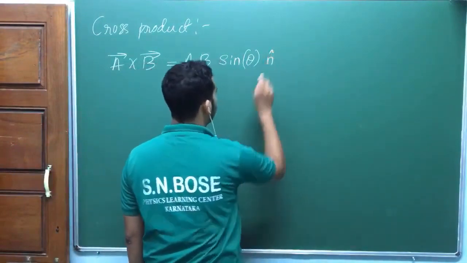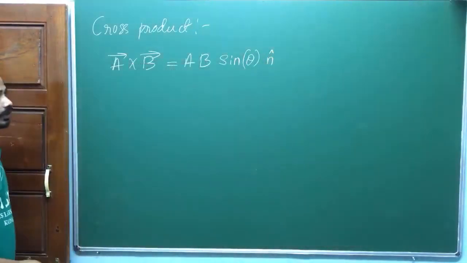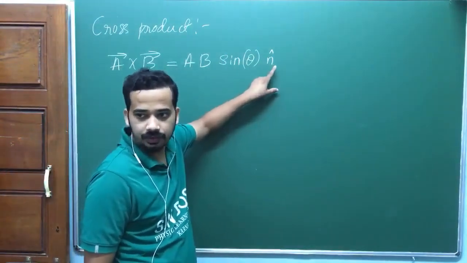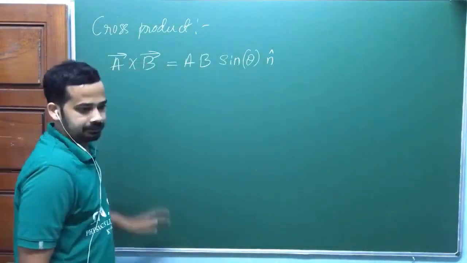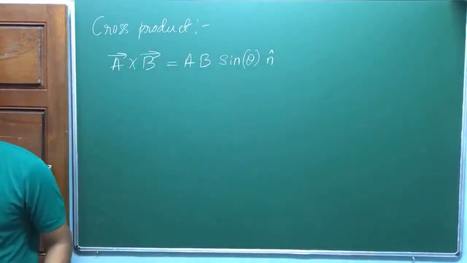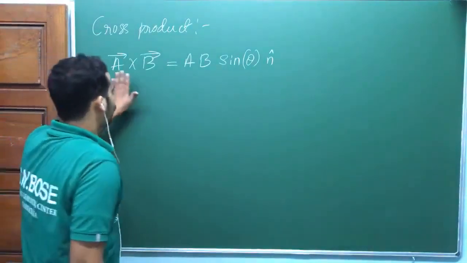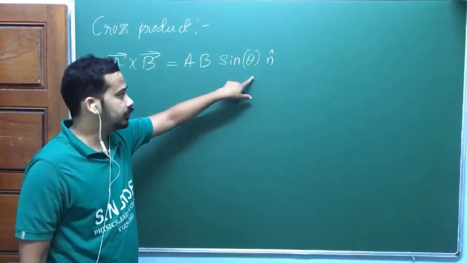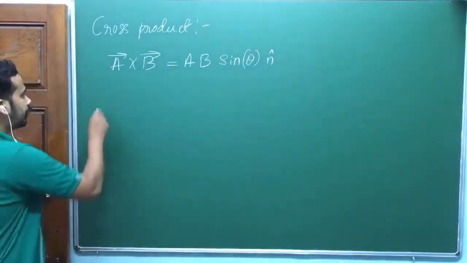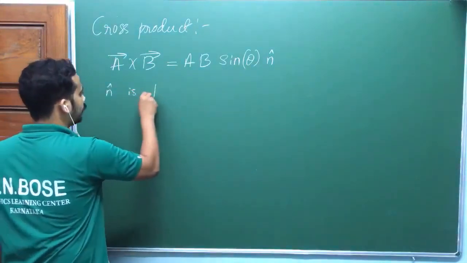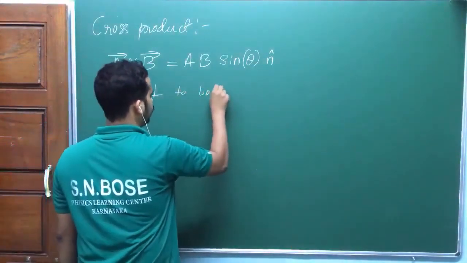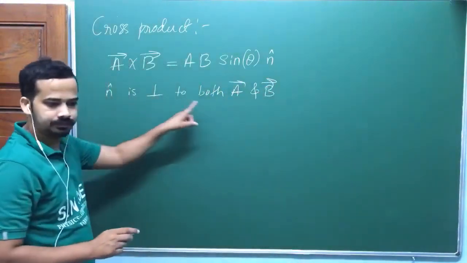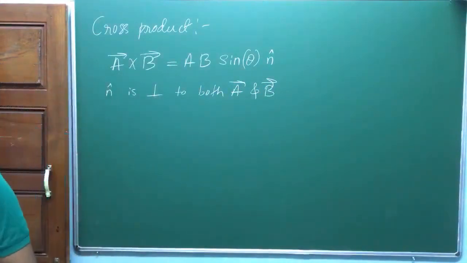We put a unit vector n cap. This n cap is the cross product direction, which is perpendicular to both A and B. That direction is very important. So A cross B is defined as magnitude A, magnitude B, sine of the angle between them, into n cap, where n cap is perpendicular to both vector A and vector B. Is that okay, this symbol? If I write like this, is that okay for you? Perpendicular to.